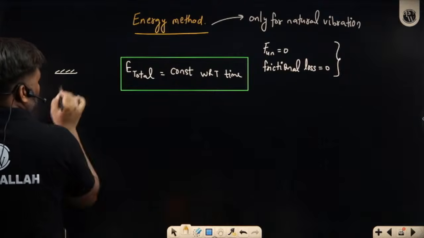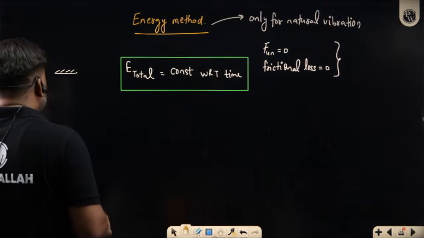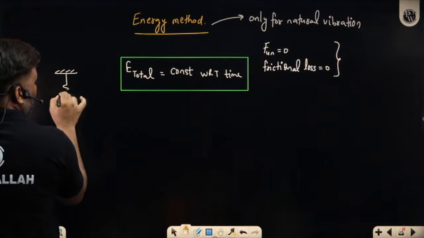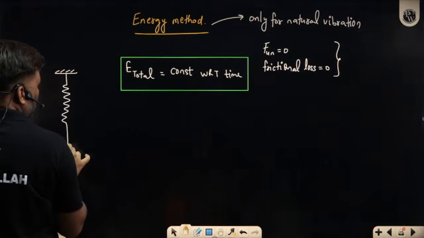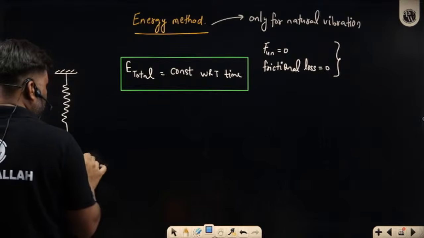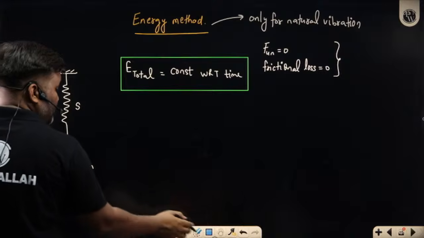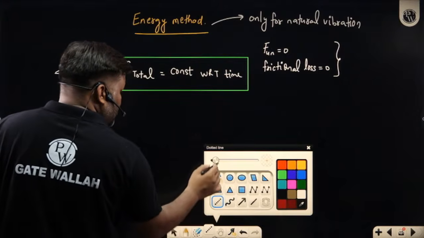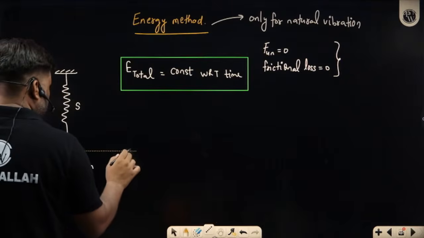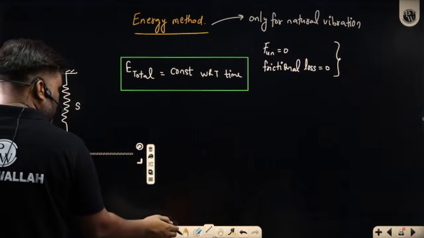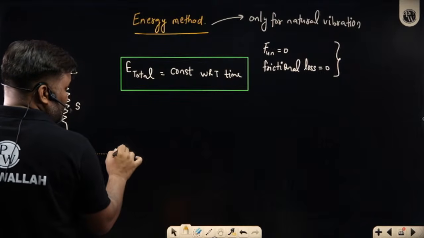Sir, suppose, let me take this example again, once again. I have a spring, I have this mass M, the spring's stiffness is S, mass is M, and this setup is like this. Suppose this is the mean position, beta.